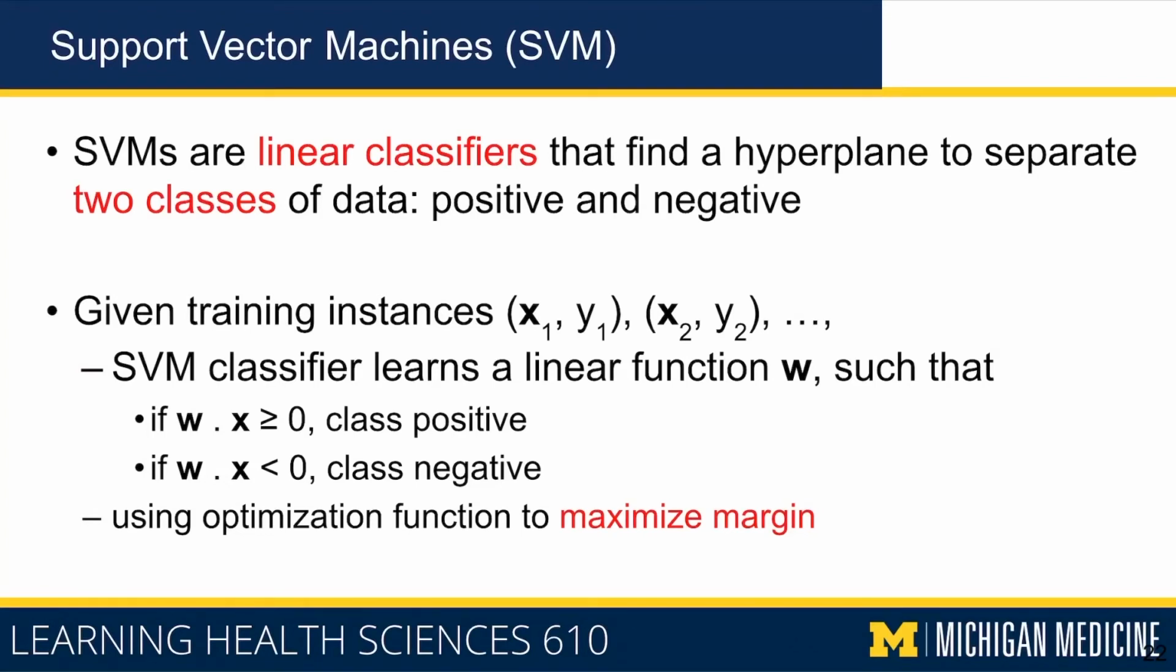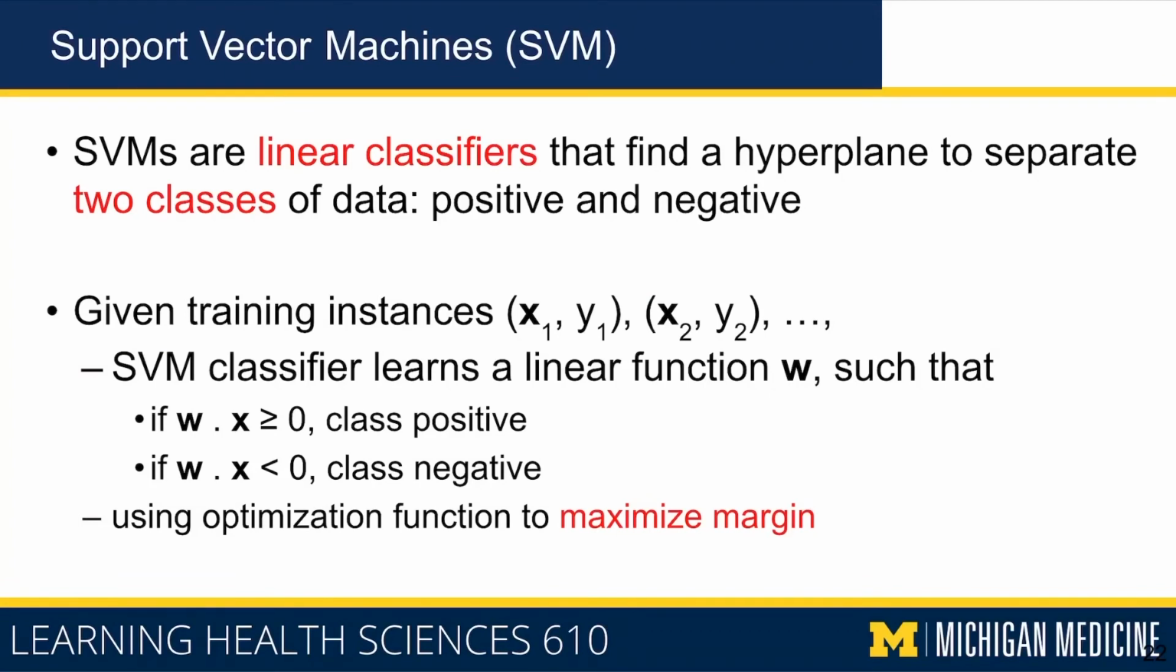So given these data points x1, y1, x2, y2, and so on, the classifier learns a linear function w, or this weight vector w, such that w dot x, if it is greater than 0, then it's a positive class. If it is less than 0, it is negative class. And it creates it using an optimization function that maximizes the margin, which means maximizes the width of the line.